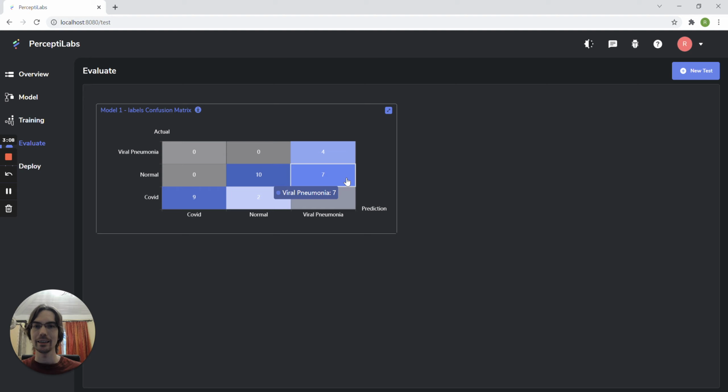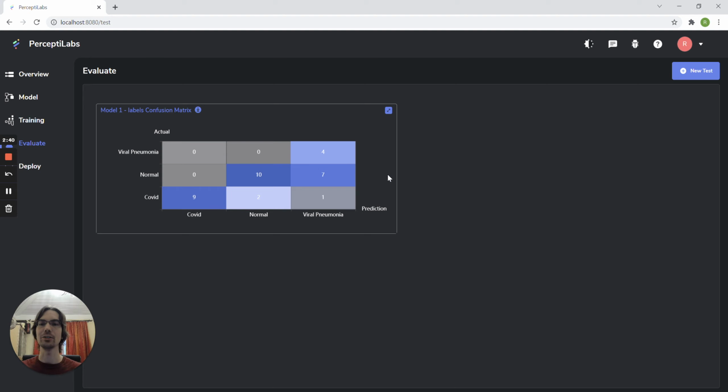Recall attempts to answer the question of how many of the cases do we identify. If we look at viral pneumonia, for example, we identify all of them. We don't predict viral pneumonia as normal or as COVID, we only predict it as viral pneumonia. So we have recall of 100%. For normal, we have a little bit over 50% recall. We very often mix up normal and viral pneumonia.